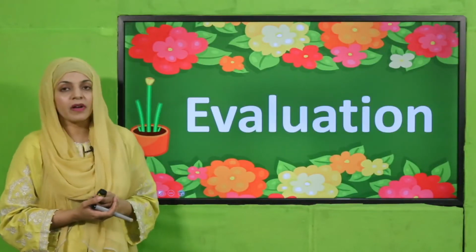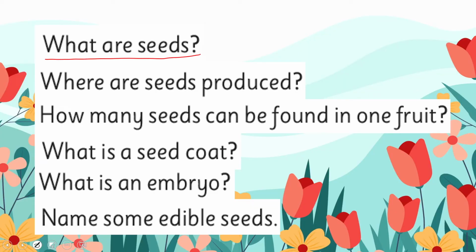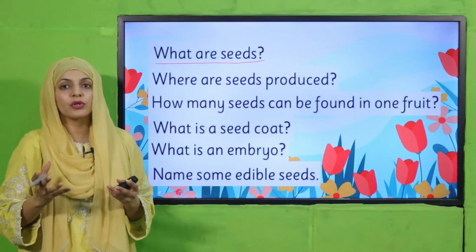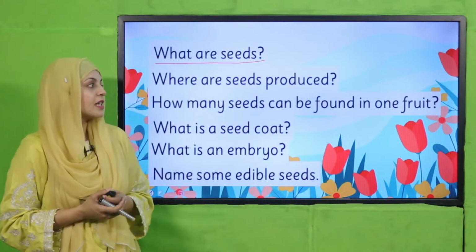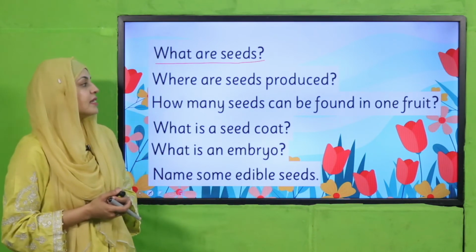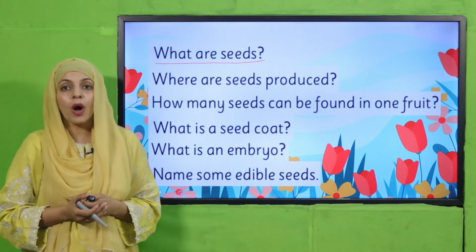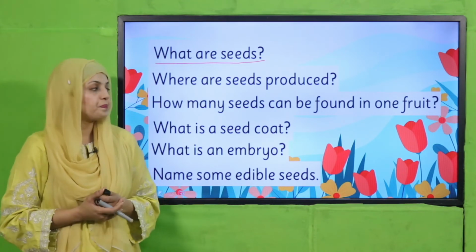So now is the time for evaluation. Listen to the questions very carefully and then answer. What are seeds? Seeds are inside the fruits which help the plant to grow into a new plant. So where are seeds produced? Seeds are produced inside the flowers or fruits. So how many seeds can be found in one fruit? One or more than one.